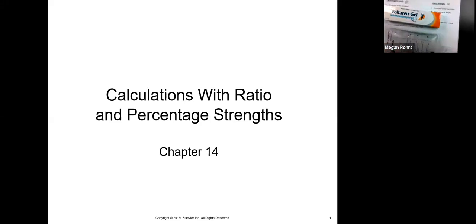Chapter 14 begins on page 329 in the book. We're going to be discussing percentage strength and ratio strength.